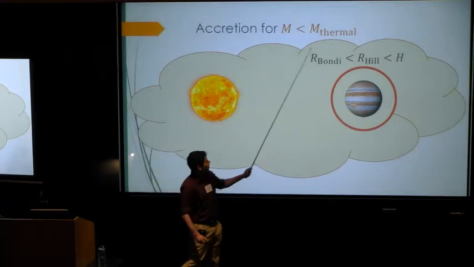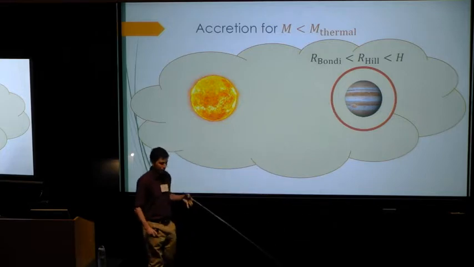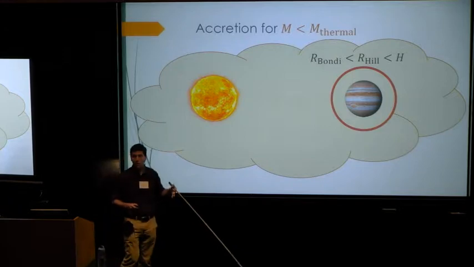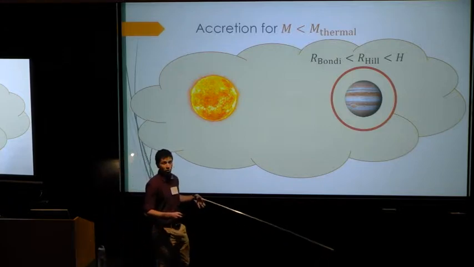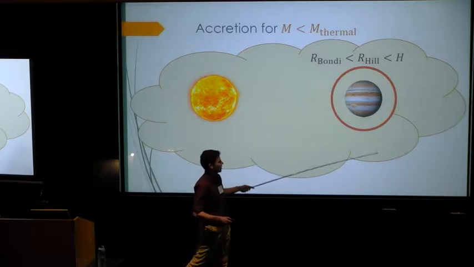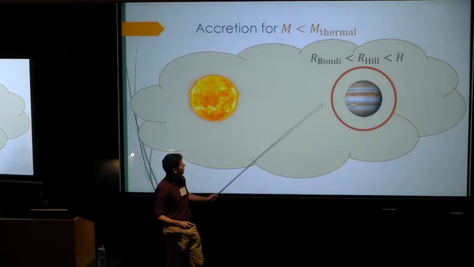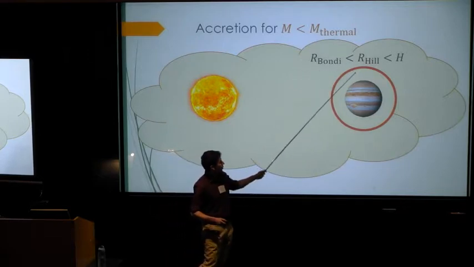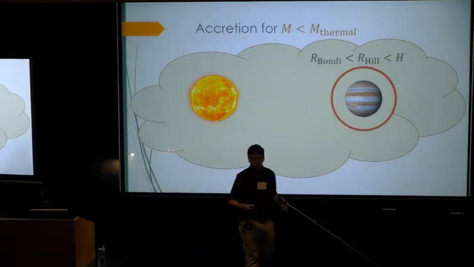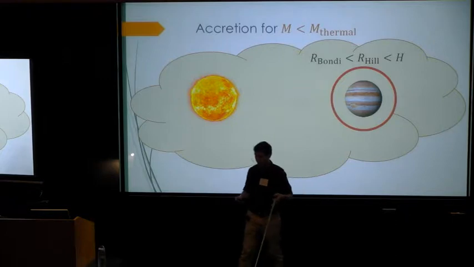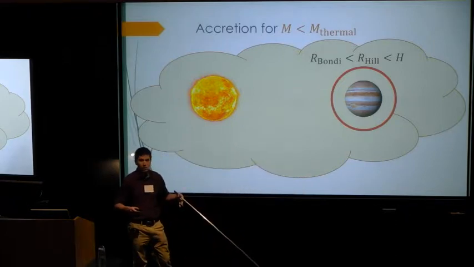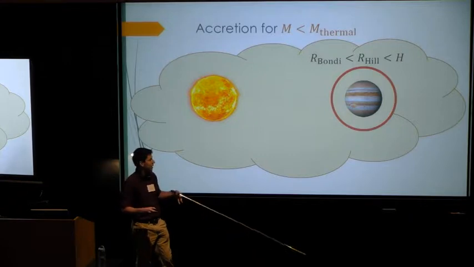And what these relations imply is that the gas accretion onto sub-thermal planets is more or less spherically symmetrical. So you can see this geometrically here, since the planet is completely embedded inside the nebula. And also, since the Bondi radius is smaller than the Hill radius, you can show that the shear velocity, the rotation velocity of the infalling gas, is much smaller than the freefall velocity. And this means that gas doesn't have to lose angular momentum to be accreted by the planet.